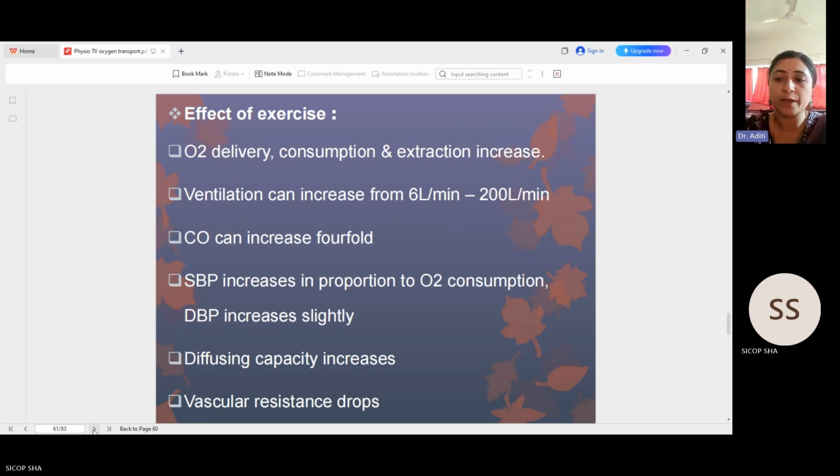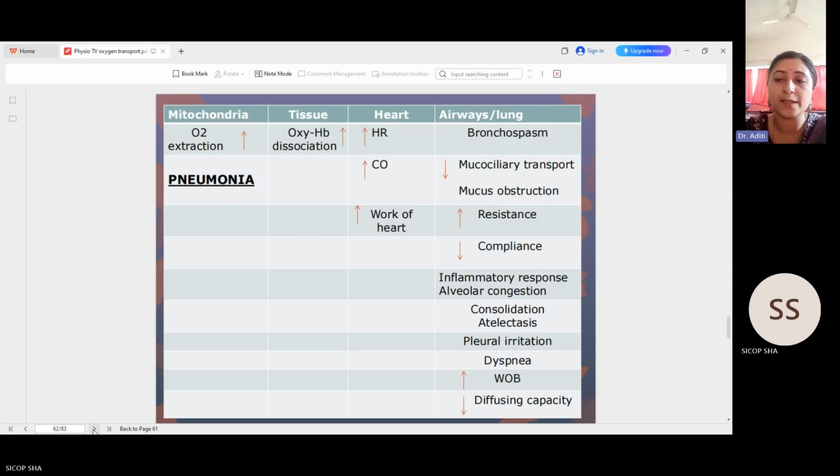The systolic blood pressure increases in proportion to the oxygen consumption, but the diastolic blood pressure will increase very slightly or remain constant because of the peripheral vascular resistance. The diffusing capacity will also increase and the vascular resistance is going to drop. That is why there is not much change in the diastolic blood pressure. So till now, whatever we discussed were the normal physiological conditions, and the effect that these four normal physiological conditions can have on the oxygen transport.